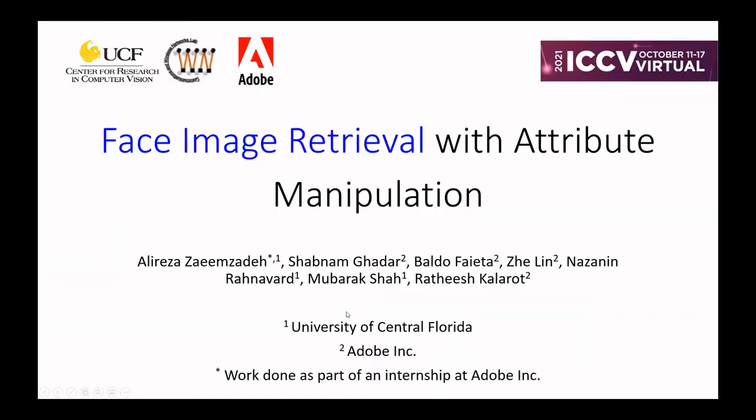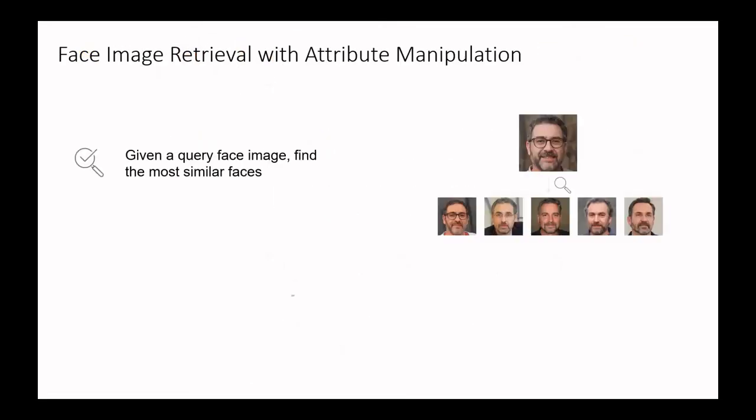Okay, so the next one is the paper we had last year in ICCV. So this is on face image retrieval. So let's say you're given a query image like this, you want to find this guy in the big data set. So these are similar faces, and you can do that. It's kind of a solved problem. But what we want to do is give more flexibility to the user, so that the user can emphasize or change attributes of the person.